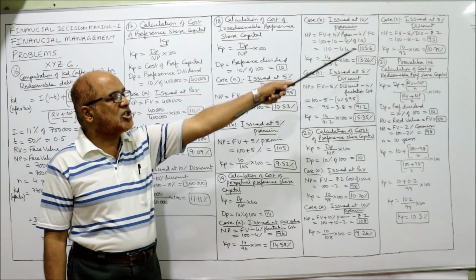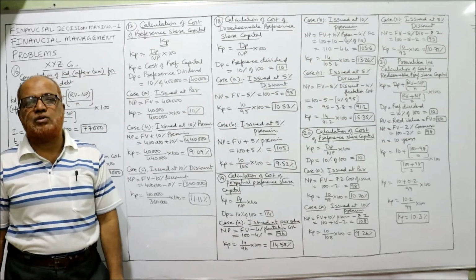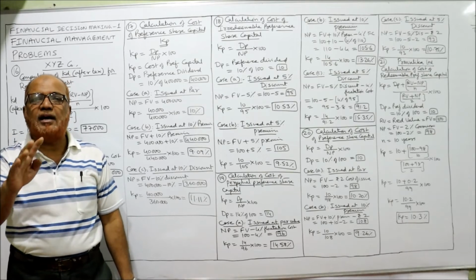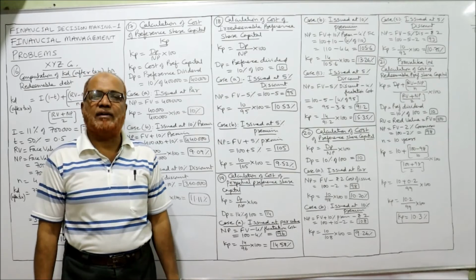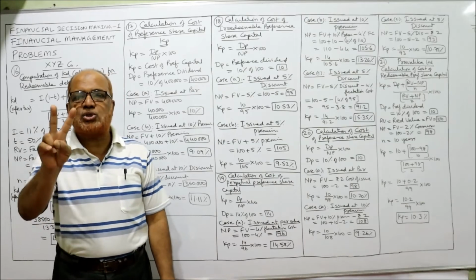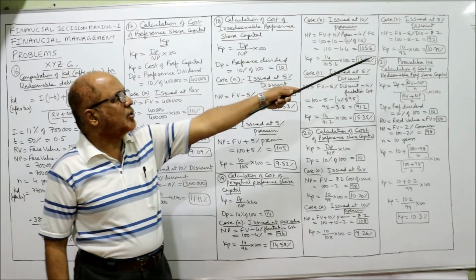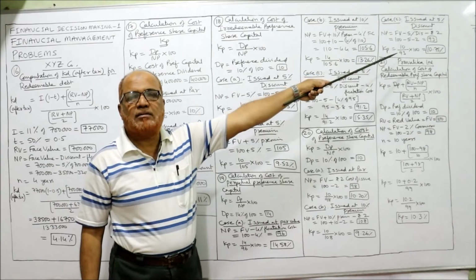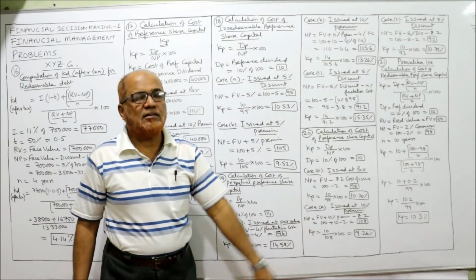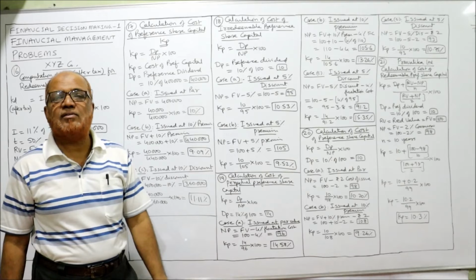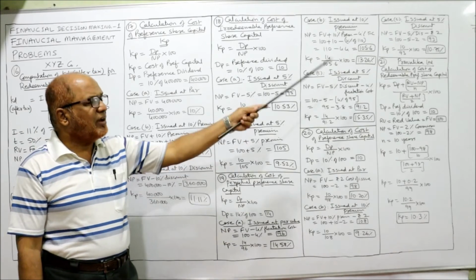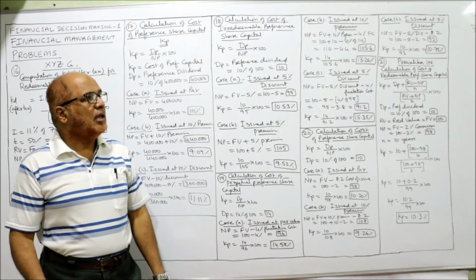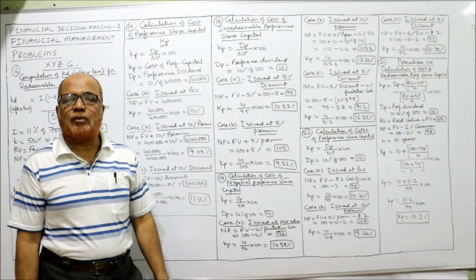Now third case, issued at 5% discount. Discount will be deducted. So 100 minus 5 is 95. 95 minus 2 is 93. So 93 rupees is the net proceeds. So 10 divided by 93 into 100, you will get 10.75%. That is the KP. That's all. So we have completed the 20th problem. Now I am coming to the 21st problem.